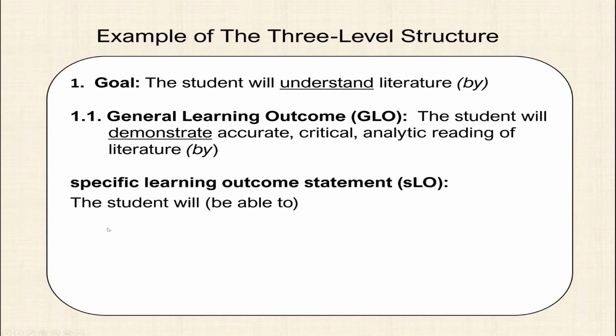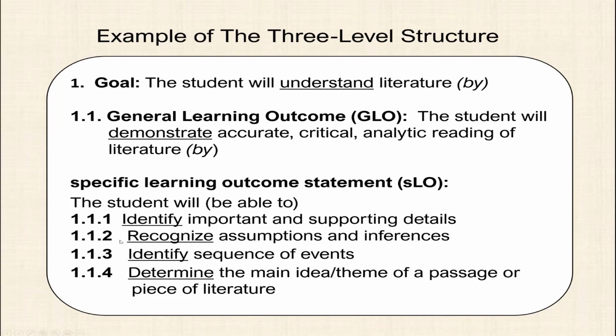Now, the specific learning outcome statement I represent with the little s, because we use the large SLO for generally talking about student learning outcomes. So for the specific learning outcome, I use a little s. And this says that the student will be able to. So let's make a longer sentence. The student will understand literature by demonstrating accurate, critical, analytic reading of literature, and they will do that by identifying important and supporting details, recognizing assumptions and inferences, identifying sequences of events, and determining the main idea or theme of a passage or piece of literature. In other words, we have specific learning outcomes 1, 2, 3, and 4. So they're able to do these things.